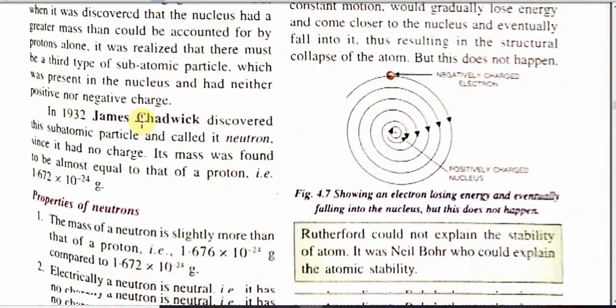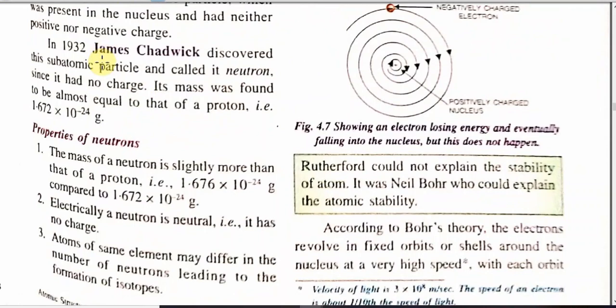After the experimentation in 1932, James Chadwick discovered this unknown particle and called it a neutron. It was called a neutron because it has no charge. Its mass was found to be equal to the mass of proton, that is 1.672 into 10 to the power minus 24 gram.